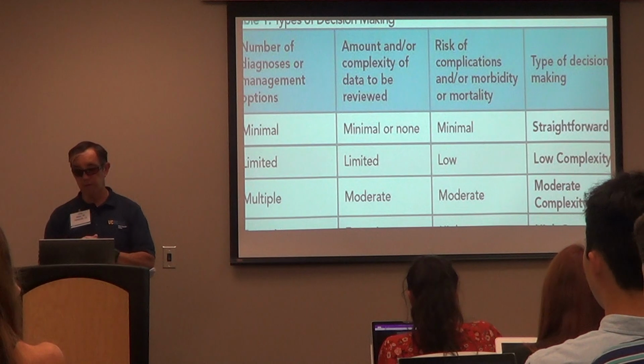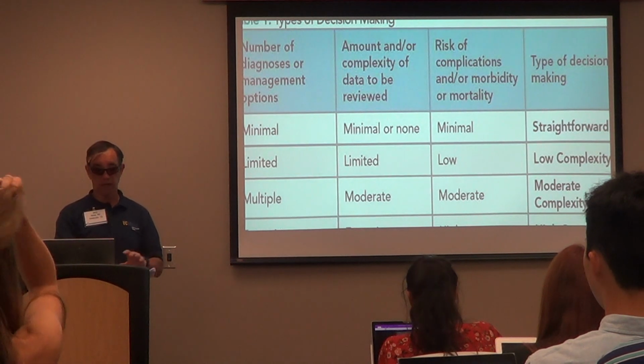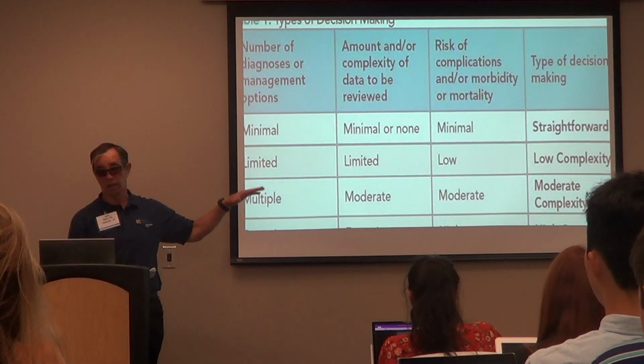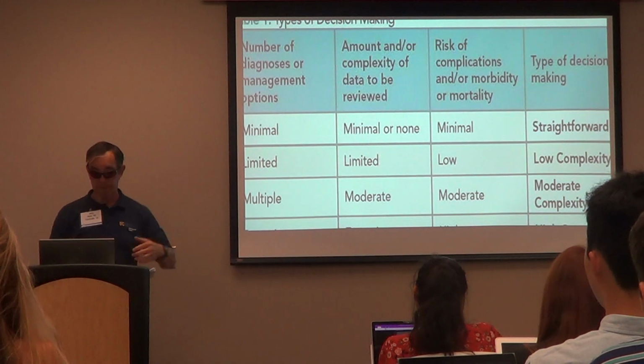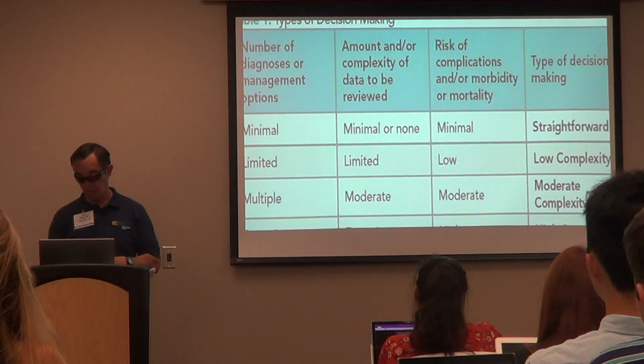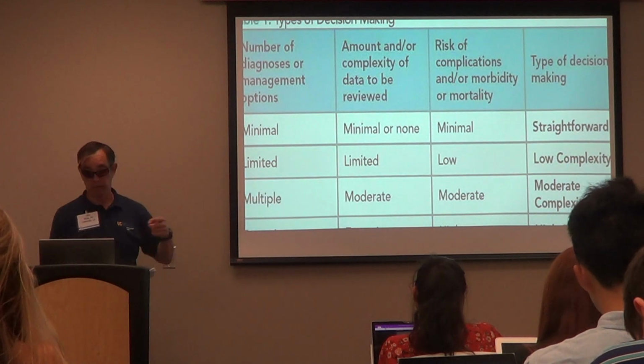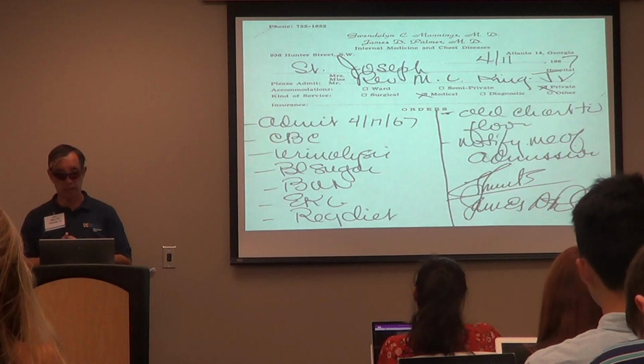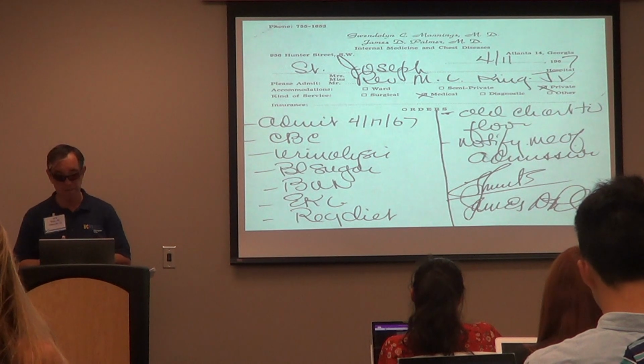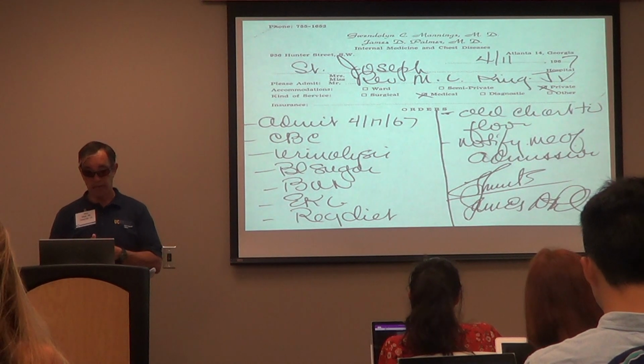And so with all of that, you're going to see these different kinds of decision making. The doc may talk to you about it's a moderate complexity, or it's a minimal complexity, or straightforward thinking, or moderate complexity. And this is, I just want to show you what used to be. So this is the plan, but I can actually read this.